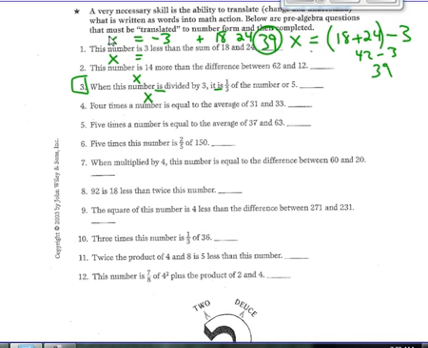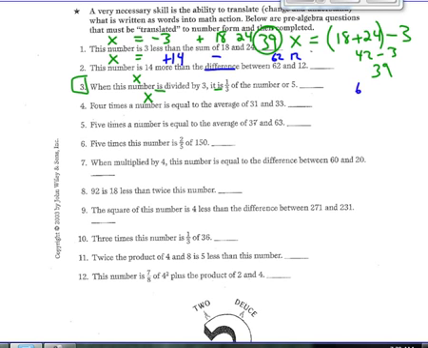Number 2, this number is 14 more than. Again, in order to have something more than something, I have to have something to start with. So I'm going to have a plus 14 at the end of something, and it's at the end of the difference. Difference means subtracting. The difference between 62 and 12, so I'm going to subtract 62 and 12.